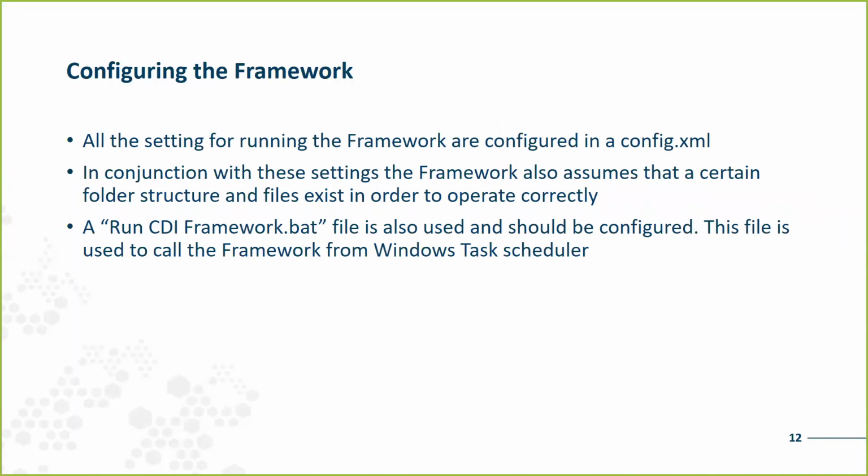Okay, so configuring the framework. All the settings for running the framework are configured in an XML file called config.xml. In conjunction with these settings, the framework also assumes a certain folder structure and files exist in order to operate correctly. We then run a batch file called runcdi framework.bat that also needs to be configured, and we can then call that batch file from Windows Task Scheduler.